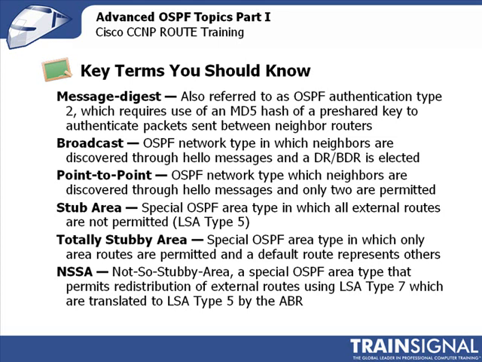A stub area is a special area type in OSPF in which all external routes are blocked. LSA type 5s are not permitted. A totally stubby area is a stub area that also filters out any additional routes, so that only LSA types 1 and 2 are allowed, the router LSA and the network LSA, and all others are simply summarized using a default route that's generated by the area border router. And the NSSA, or not-so-stubby area, is a special area type that functions like a stub area but can allow for redistribution of external routes using LSA type 7s, which are in turn translated to LSA type 5s by the ABR.